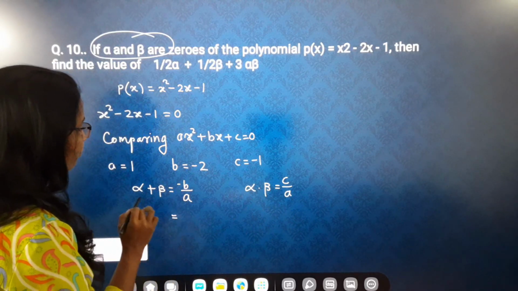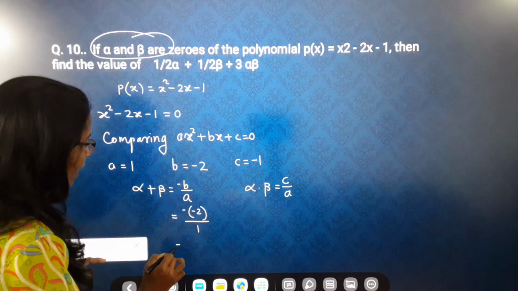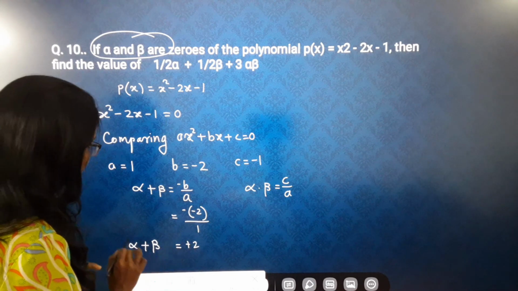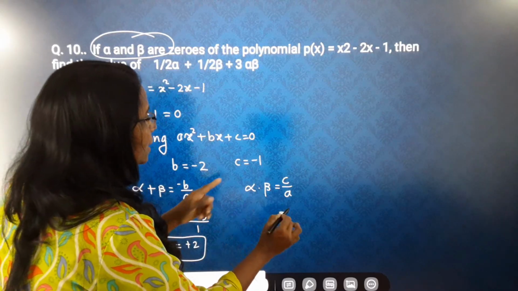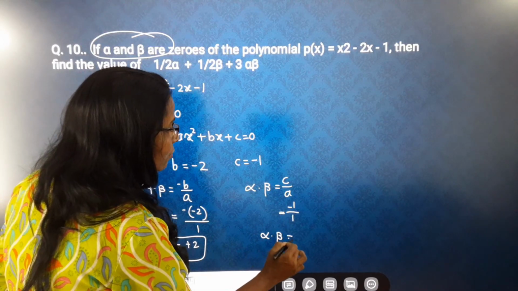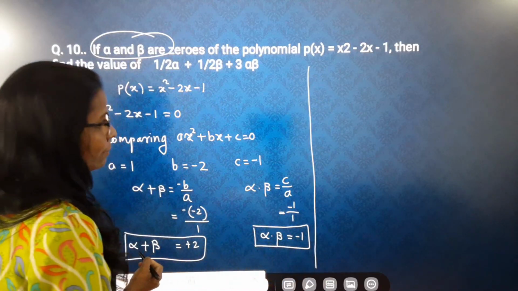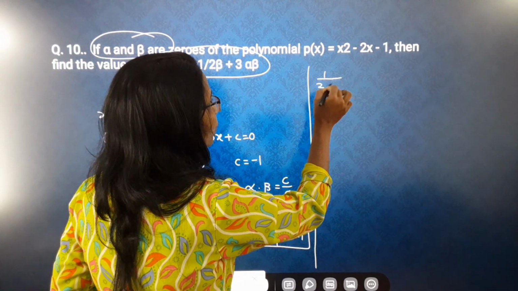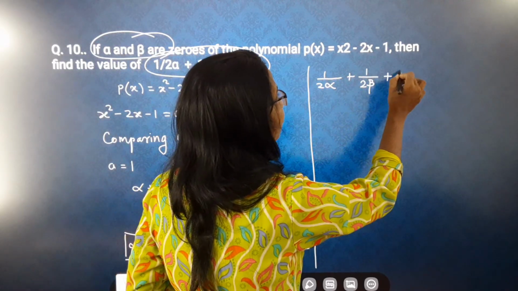So alpha plus beta equals minus of minus 2 upon a, which is 1, so alpha plus beta is equal to positive 2. And alpha beta is c upon a, that is minus 1 upon 1, so alpha beta is equal to minus 1. Now we have the two values, alpha plus beta and alpha beta, and we want to find the value of 1 upon 2 alpha plus 1 upon 2 beta plus 3 alpha beta.